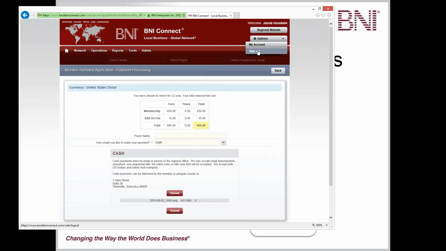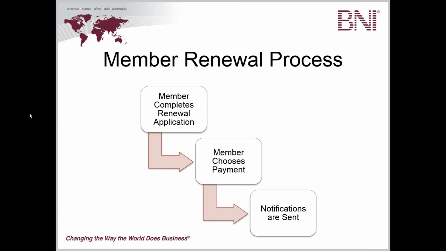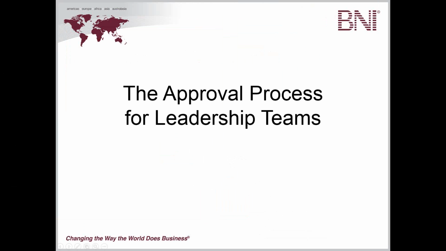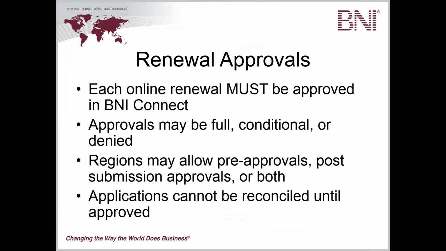All right, so the next part of this process has to do with the approval process for leadership teams. Now, a couple of things about the approval process for leadership teams. Every online renewal must be approved also online in BNI Connect. So that means that it cannot be fully processed, it cannot be reconciled and made active by the regional office until an approval is done in BNI Connect. So this is something new for the leadership teams that they haven't done before online in BNI Connect, but it's a pretty simple process.